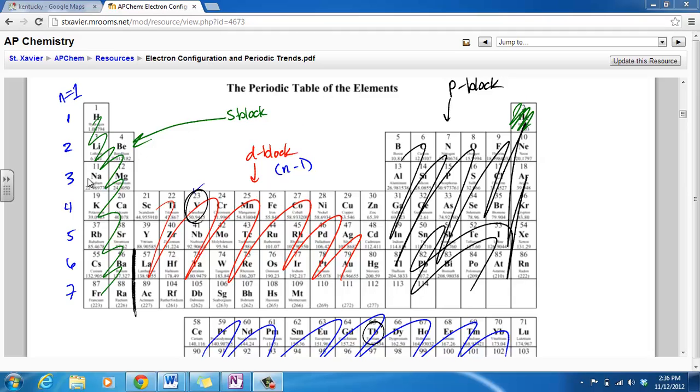We then start on the next one, and this will be a 3s2, 3p6, 4s2, so I'm just following along here. And at this point we have 20 electrons placed in the respective subshells.